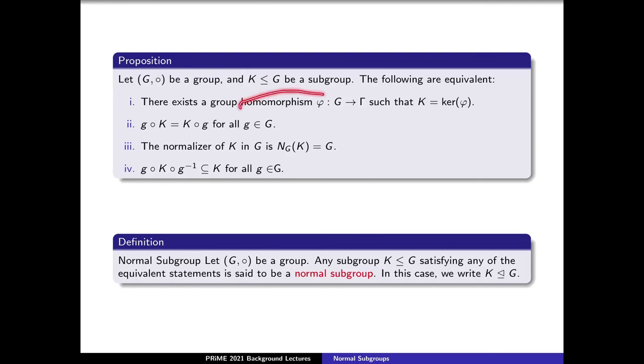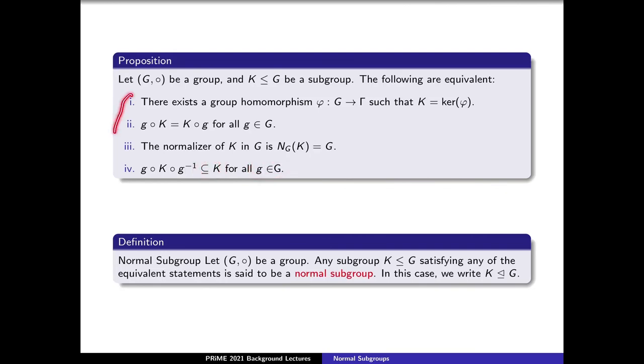One: there exists a group homomorphism phi going from G to some group gamma, with K as the kernel of this group homomorphism. We can also bypass discussing group homomorphisms entirely thanks to 2, where we have that gK is equal to Kg for each g in G. Returning to the terminology that was introduced in the previous lesson, the normalizer of K in G, denoted N sub G of K, is exactly G, and so that's just a restatement of 2. And finally, we have gKg inverse is a subset of K for every g in G.